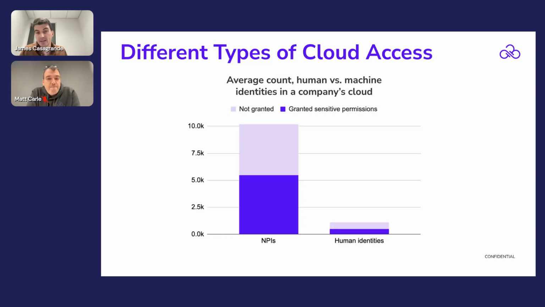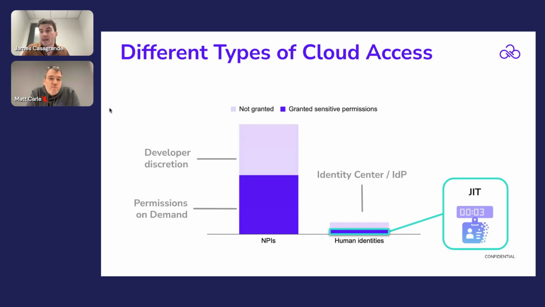So for us, we live a lot in this column with the NPIs, right? And figuring out how we lock them down. And we do that with things like permissions on demand. The JIT scenario or the JIT use case is really for that human identity that has a highly privileged entry point to a highly sensitive destination.